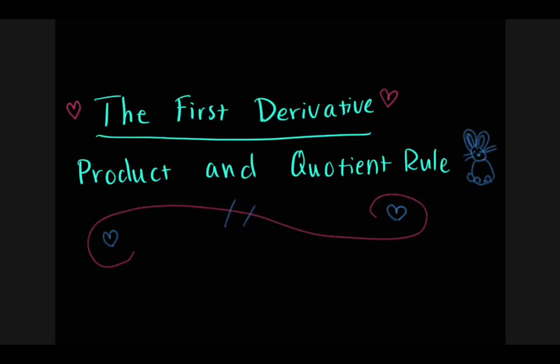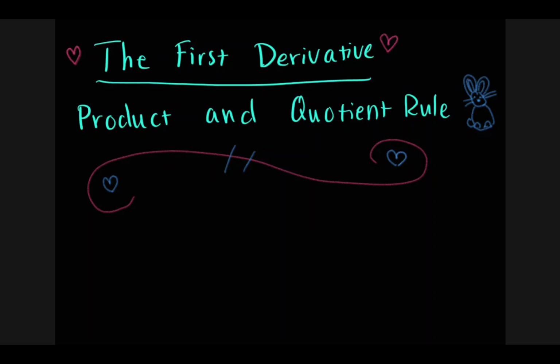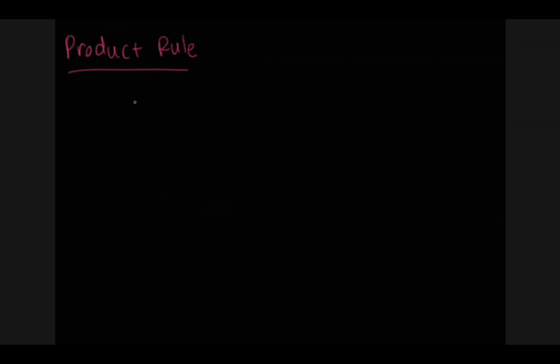Today we are going to go over the first derivative with the product and quotient rule. Product and quotient rule are extremely similar, and I will show you a way to help memorize them. So our product rule is when you have two functions that are multiplied together. So we'll have f of x times g of x. And I'll show you some examples a little bit later.